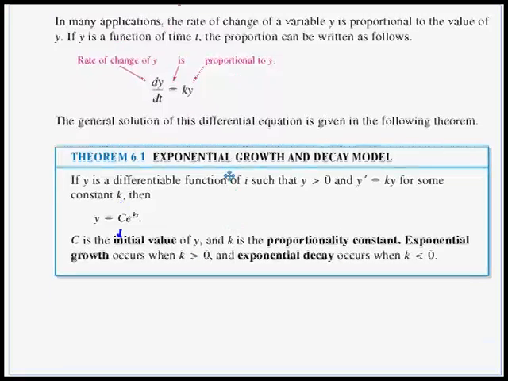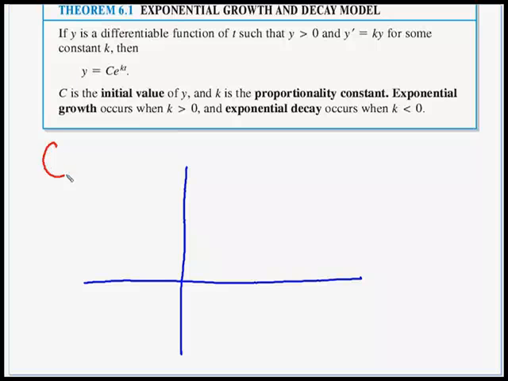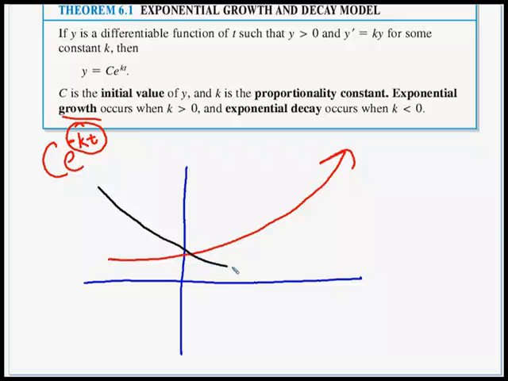And if we want to think about that graphically, we have this function ce to the kt. If k is a positive number, if k is greater than 0, it's an exponential growth model, and the graph would generally be shaped like this. If k is negative, if this exponent has a negative sign in front of it, that would be an exponential decay, and we would be coming down and approaching the x-axis.